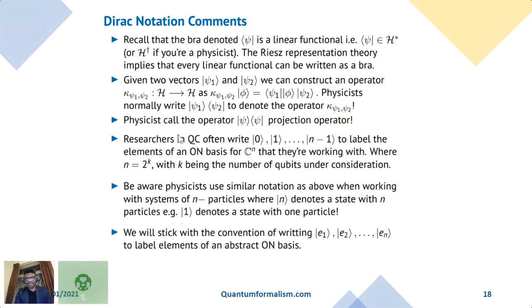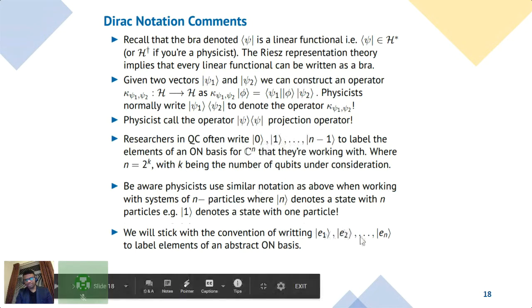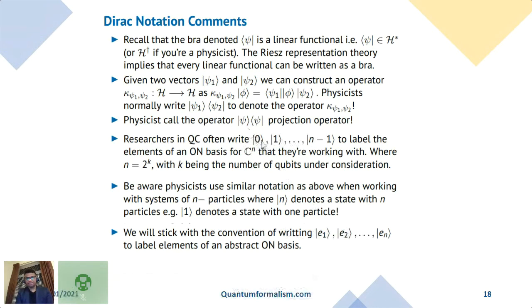Another very important thing I've seen a lot, especially in people in quantum computing, people coming from a computer science background, they normally label the orthonormal basis like 0, 1, and so on, to n minus 1, when they are dealing with this space, C^n. So if you see this, they mean this is the orthonormal basis. Obviously, we will use this notation in this module.